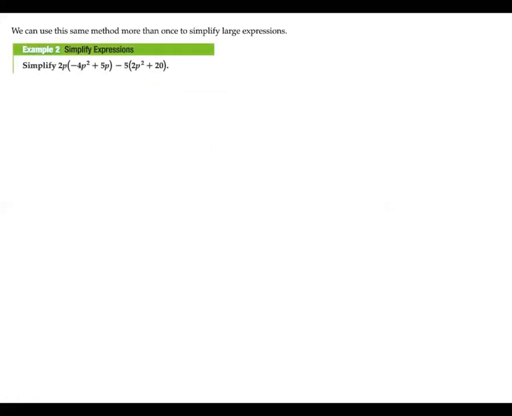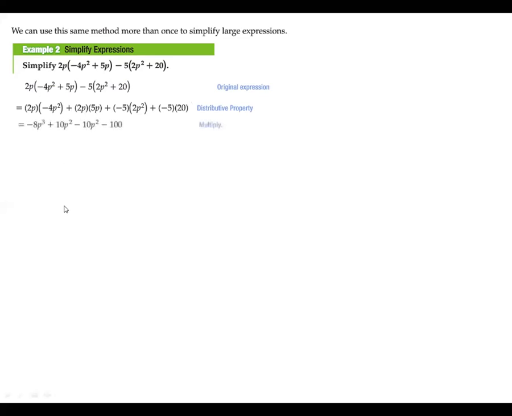All right, we can use this same method more than once to simplify larger expressions. So here's one where you have a monomial times a binomial minus a monomial times another binomial. In this case, you're just going to distribute the 2p to the first set of parentheses. In here, since it's minus 5, distribute the minus with it, take the sign with the number, to the second set of parentheses. So you'd have 2p times the negative 4p squared and 2p times the 5p right here. And then the negative 5 times the 2p squared here and the negative 5 times the 20 here. Multiplying those, you get negative 8p cubed plus 10p squared minus 10p squared minus 100.